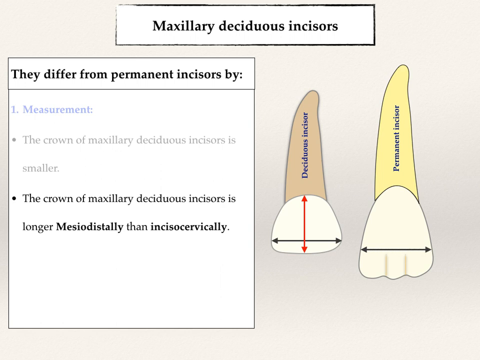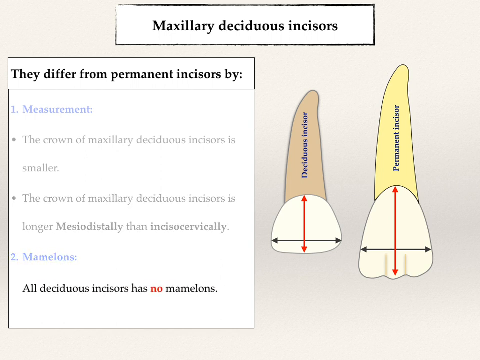The mesiodistal dimension of the permanent central incisor is less than the incisocervical. All deciduous incisors have no mamelon. Mamelons are only found in newly erupted permanent incisors. Mesial mamelon, middle mamelon, and distal mamelon. Crown elevations and crown depressions.